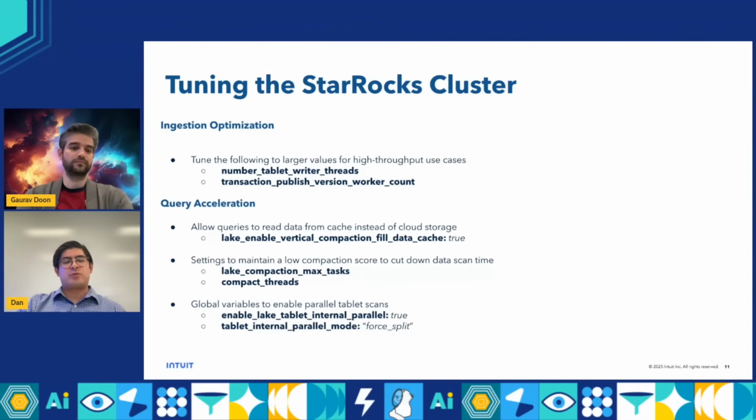And the final thing that we've done is to enable parallel tablet scans. This is especially useful when you have tablets that may range wildly in size based on cyclical patterns. This allows individual tablets to be split apart by multiple threads, and this can enhance query latency by a very large margin.